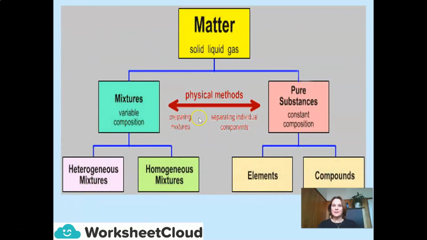So let's take a look at this slide over here. Obviously, matter, different states, solid, liquid, gas, and we are now looking at mixtures. And today we looked at mixtures, we looked at heterogeneous, we looked at homogeneous mixtures, and we looked at physical methods of separating these mixtures. Now we're moving on to pure substances. And what makes up a pure substance? Pure substances are made up of elements and compounds.